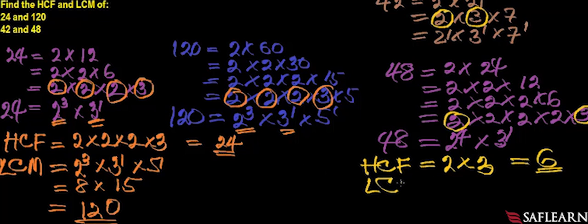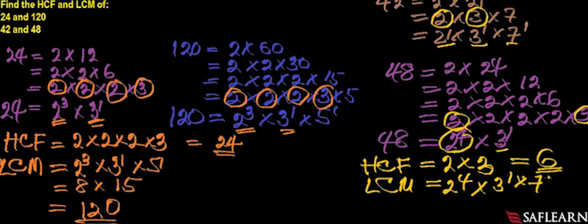Then the LCM. In the case of the LCM, the prime factors are 2, 3, and 7. So of the 2's, which one has the highest power is 2 raised to power 4. So the LCM will contain 2 raised to power 4. Now of the 3's, which one has the highest power? They're the same, 3 raised to power 1. And then finally, of course, 7 raised to power 1. Okay, so this is equal to 3 times 7 is 21, and then 2 raised to power 4 is 16. 16 times 21 is 336.